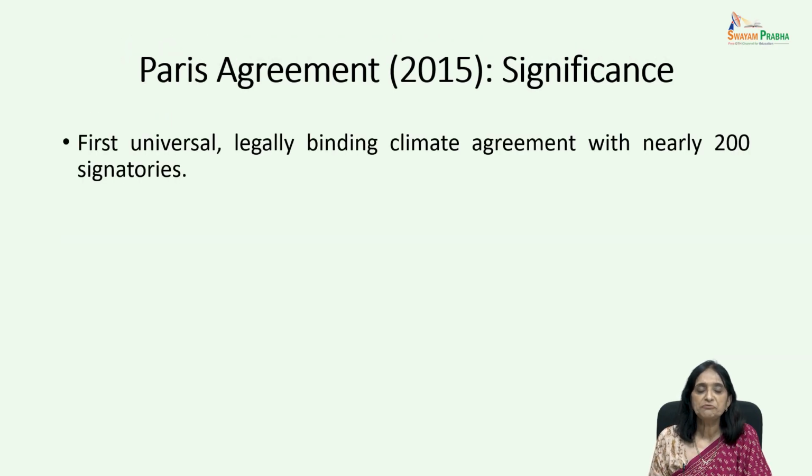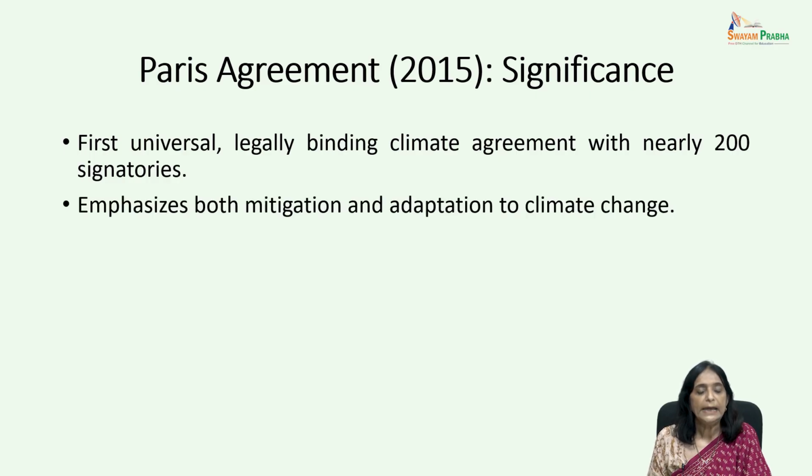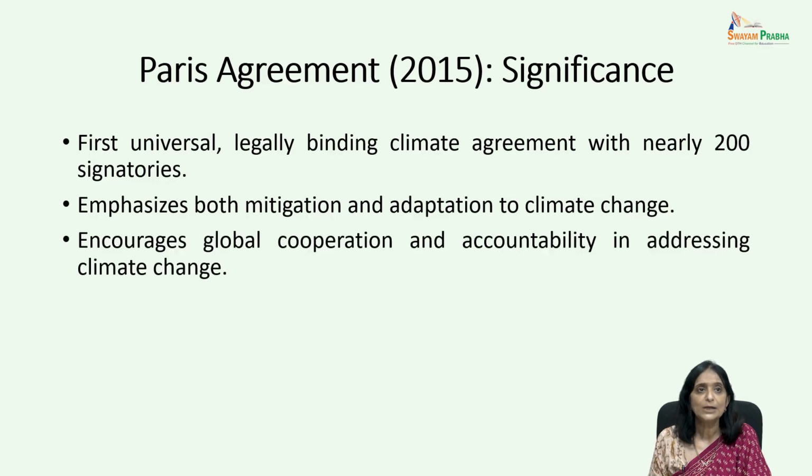The significance of the Paris Agreement is that it's the first universal, legally binding climate agreement with nearly 200 signatories. It emphasizes both mitigation and adaptation to climate change. It aims to encourage global cooperation and accountability in addressing climate change.